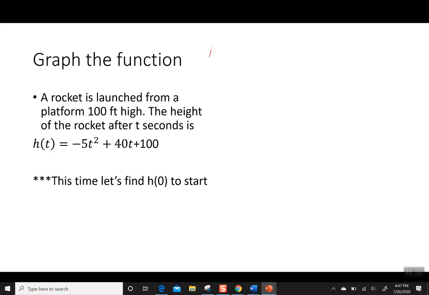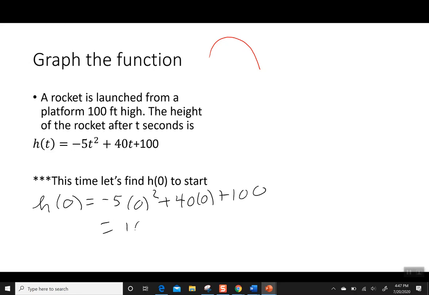Because it's negative, I know it's going down, so that's important. But there's this little difference now that we're at in applications, that t is really only going to be greater than or equal to 0. We don't have any negative time, so it's not going to go back forever. So let's just look at, if I were to plug in 0, I would get negative 5 times 0 squared plus 40 times 0 plus 100, which is 100. So what does this say? This tells me exactly what the problem said. They launched it from 100 feet high. So where is it starting? It's starting at 100 feet. So we're going to graph that.